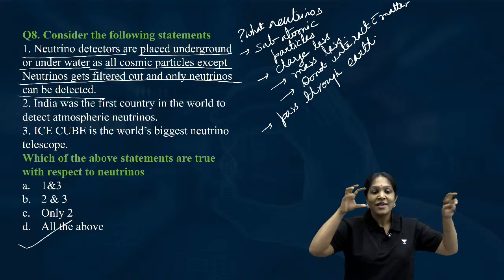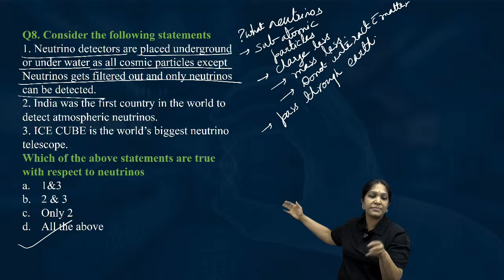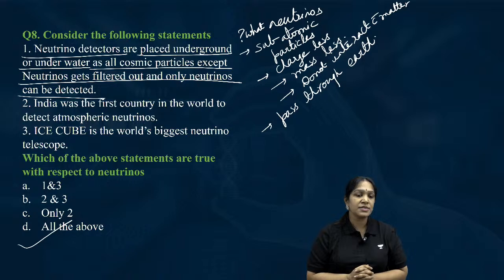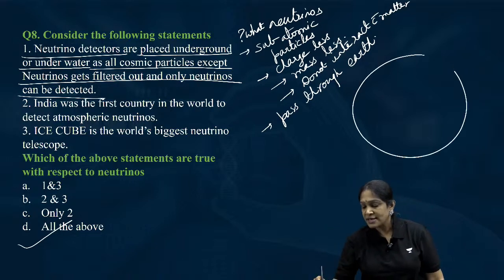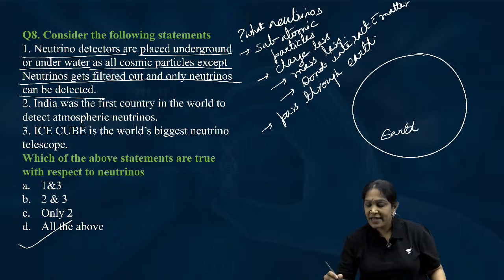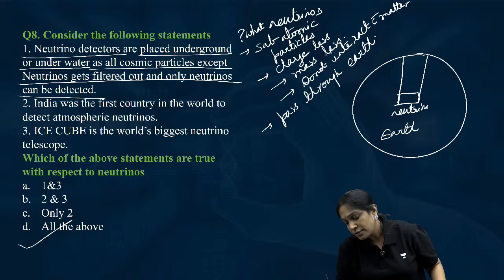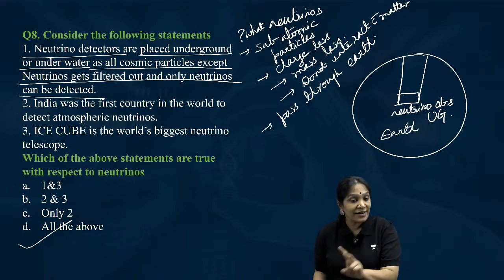I hope you understood. And a neutrino can enter from one side of the earth and can exit from the other side of the earth without being interrupted. This is a story of neutrinos. So now, let us suppose this is the earth. What we have done? Okay, we are keeping the neutrino observatory under the ground. Is it clear?